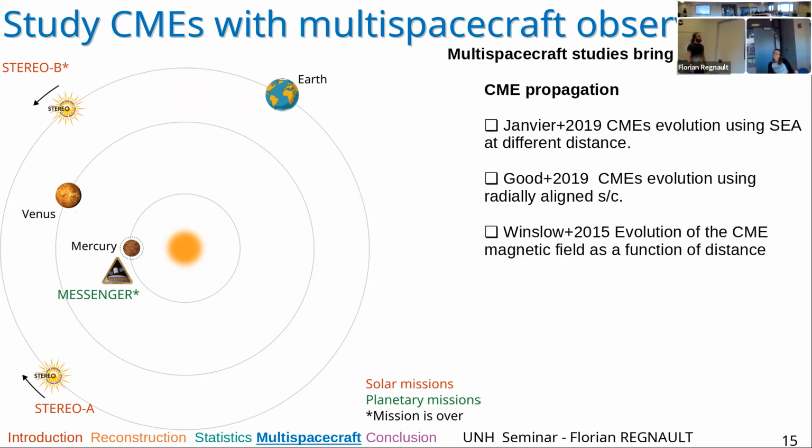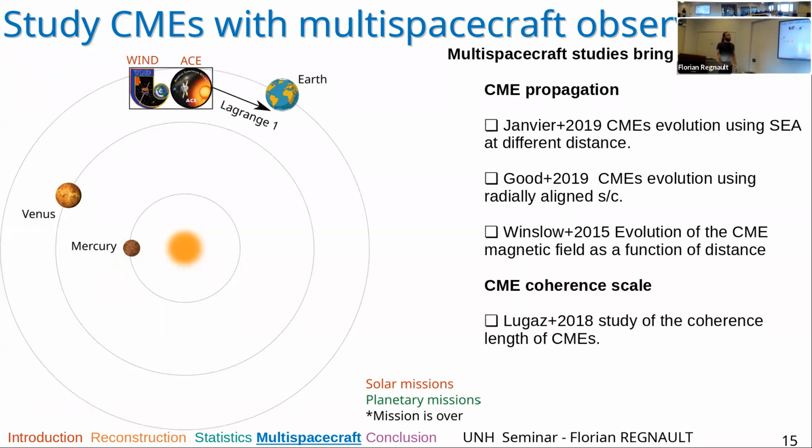We can also study the evolution of the magnetic field, not waiting for or looking for a conjunction, but just taking measurements done at Messenger or Ulysses or at different distances from the Sun and trying to fit some evolution law that we get from theoretical studies. Then we can have some information about the evolution of the magnetic field as a function of distance. And we can also have some information about the coherent scale of CMEs.